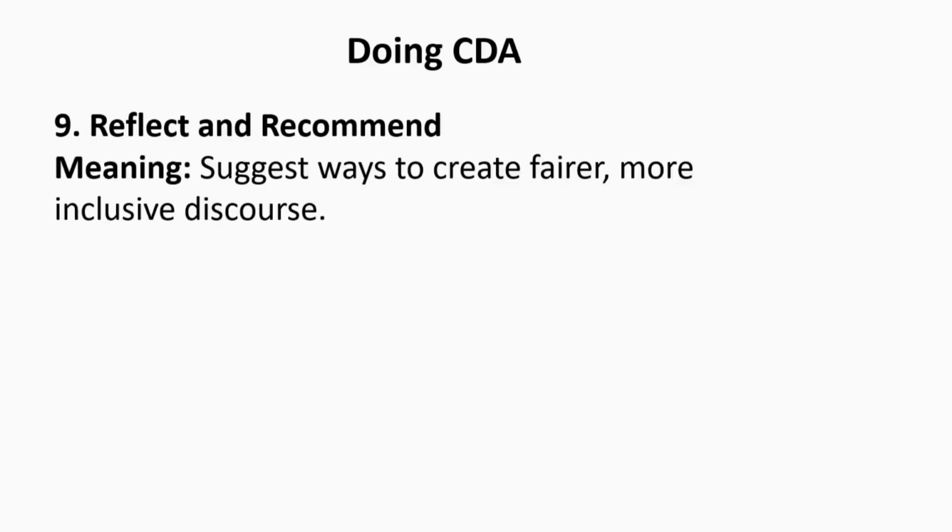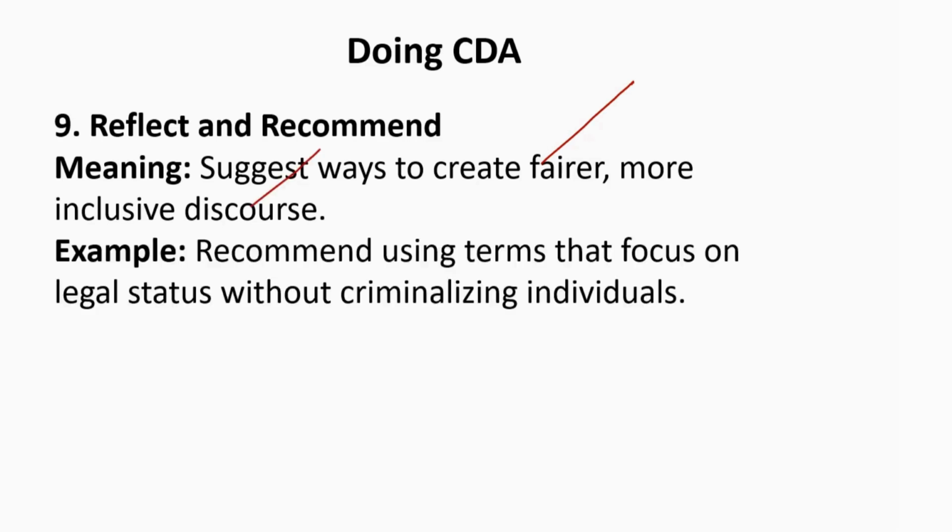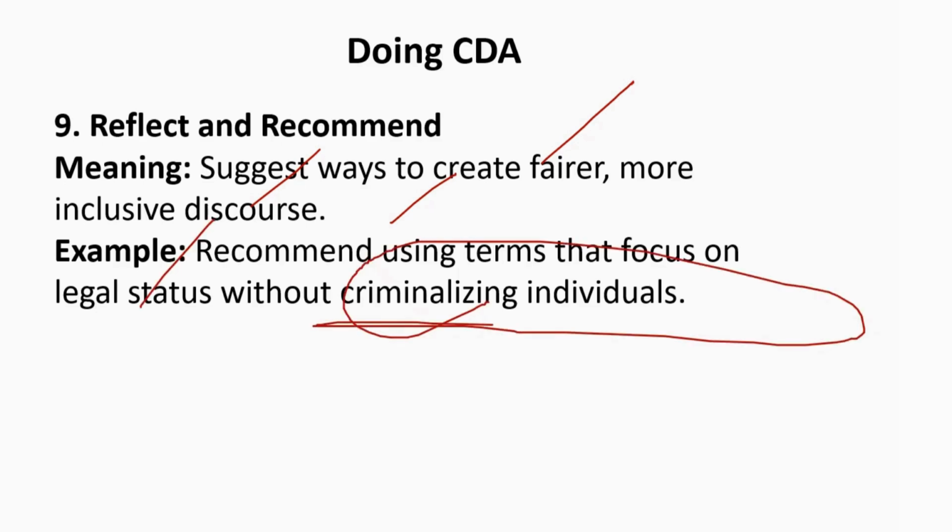Next, the last one is reflection and recommendation. Based on your research findings, recommend something for future studies or for the policymakers, meaning suggest ways to create fairer, more inclusive discourse. For example, recommend using terms that focus on legal status without criminalizing individuals. Instead of using words like criminals or illegal, the refugees may be presented on a normal, humanitarian basis.